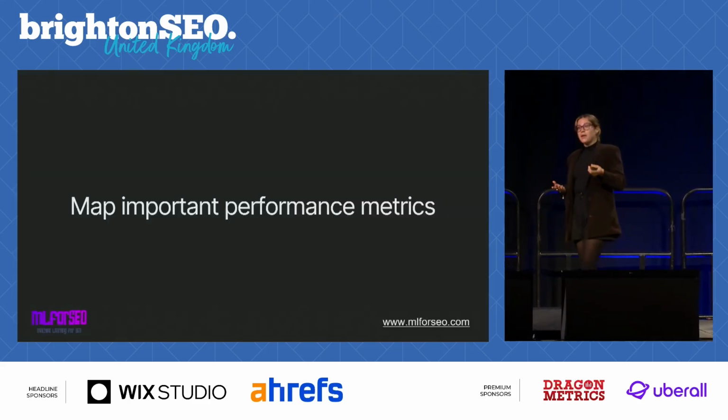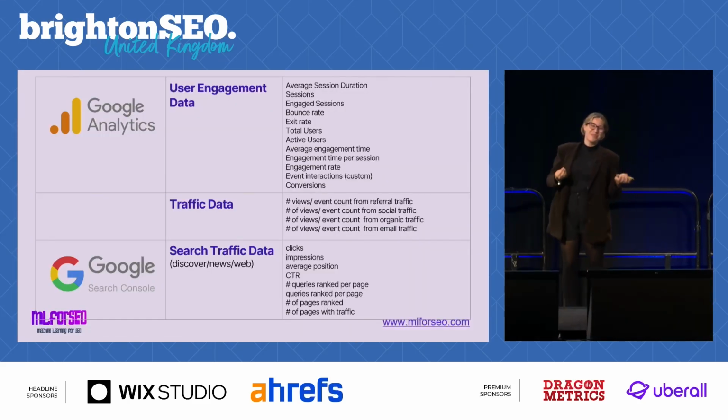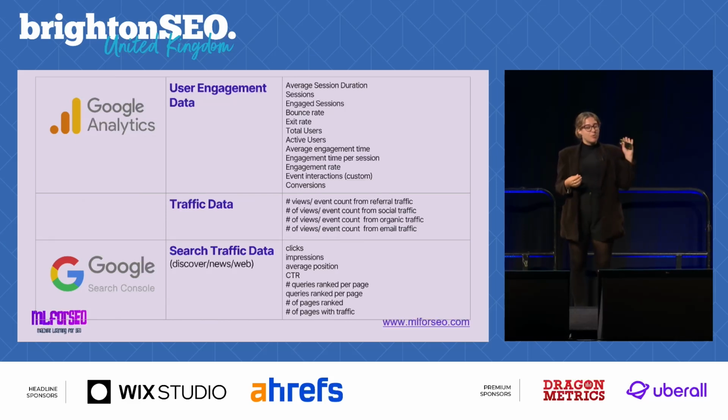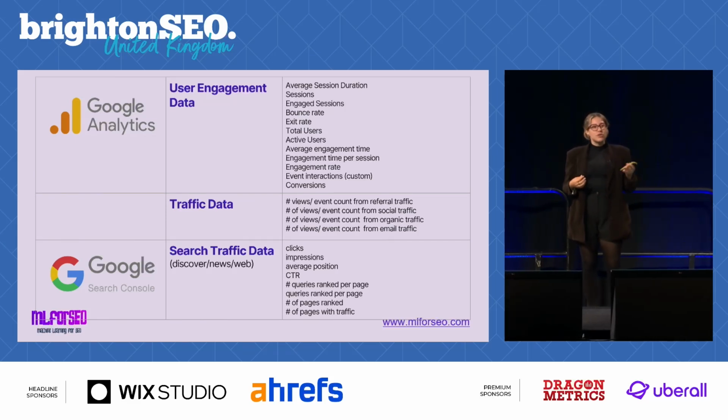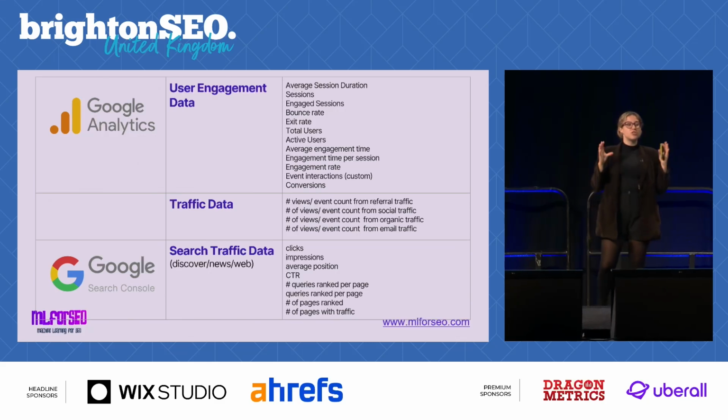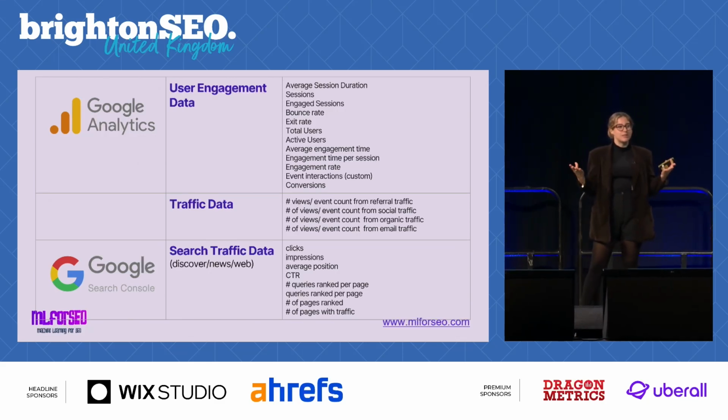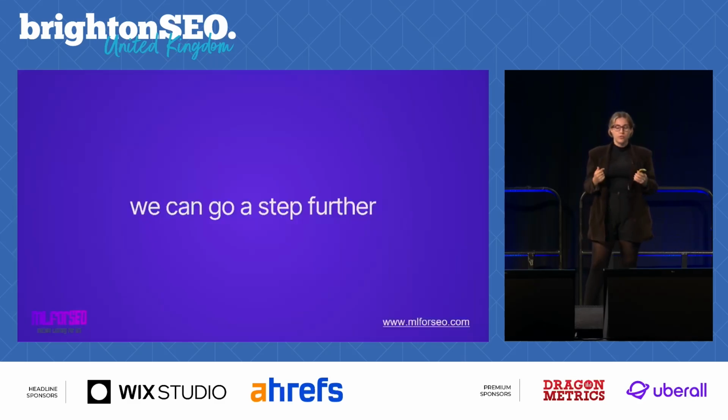When it comes to mapping important performance metrics, from Google Analytics, you need user engagement data, things like bounce rate and average session duration, just to know, are people engaging with this page or not? You need traffic data, of course, but you also need to build a little bit more custom metrics when it comes to that kind of data, which we're going to talk about in a second. And you need data from Search Console, search traffic data on Discover, News, whatever works for your content.